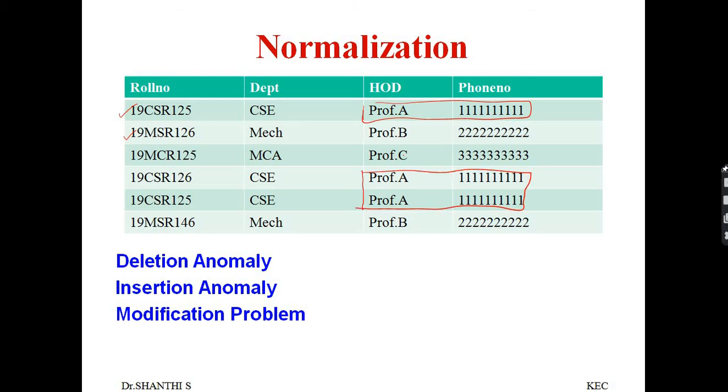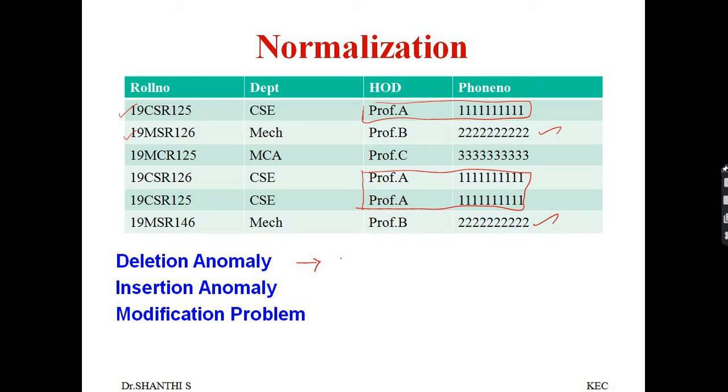Similarly, if you see the information about the mechanical department, that is information about Professor B, it is repeated 2 times. So this is called data repetition, that is redundancy. If the database has redundancy, it will create some problems like deletion anomaly, insertion anomaly and modification anomaly. So what is deletion anomaly?